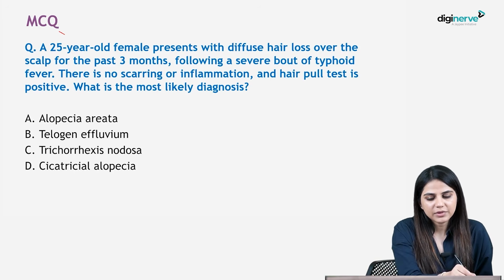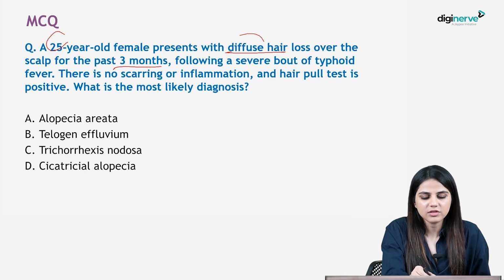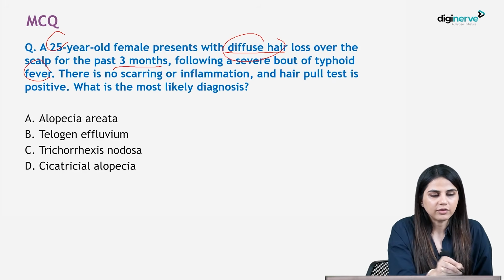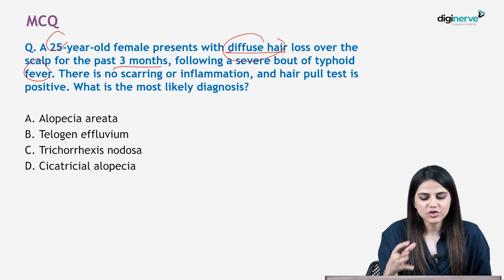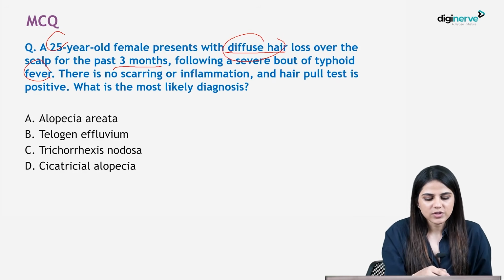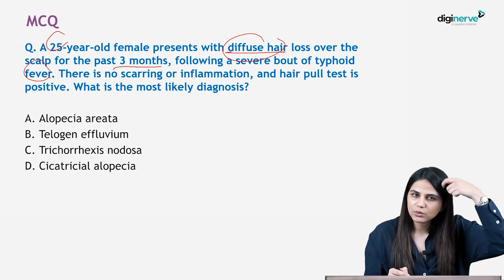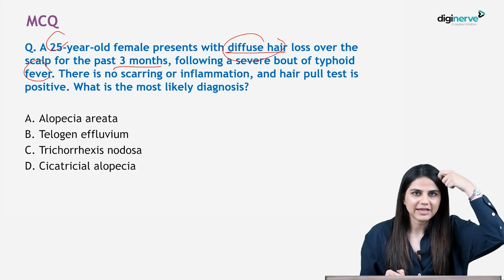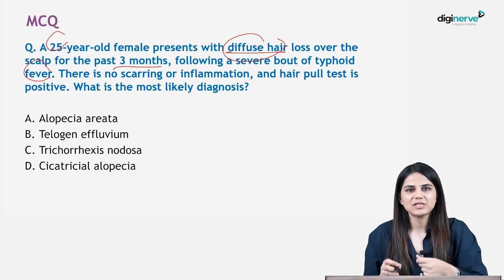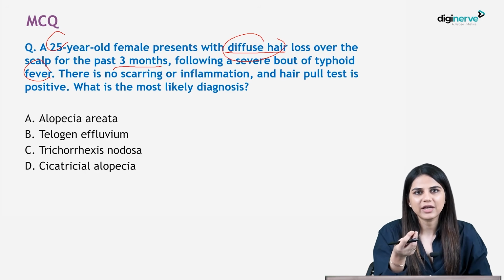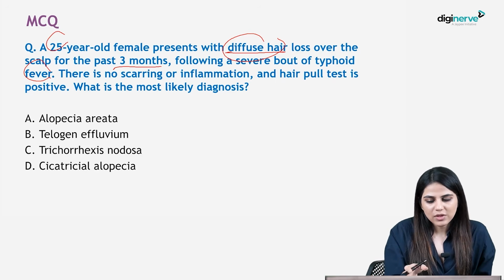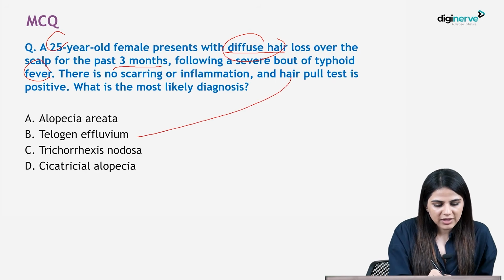25-year-old female presents with diffuse hair loss for the past 3 months. There is no pattern here, it's diffuse. Following fever, that means following an episode of stress. Hair pull test is positive. Hair pull test meaning when you hold a hair between your thumb and the index finger and pull it out, you see approximately 10% of the hair falling. So what is it? This is indicative of telogen effluvium.